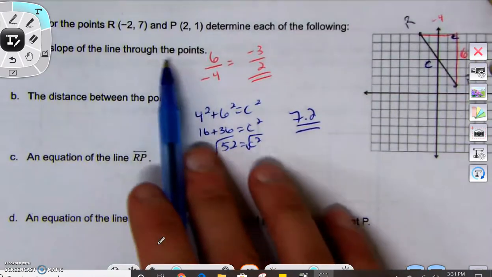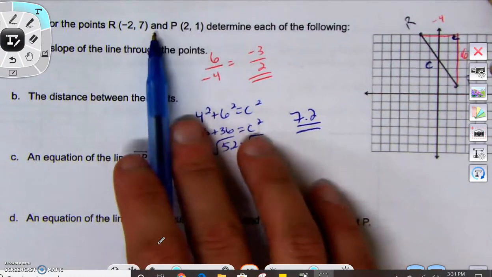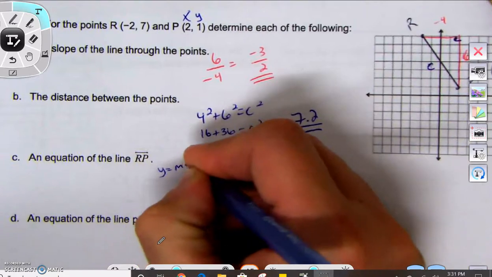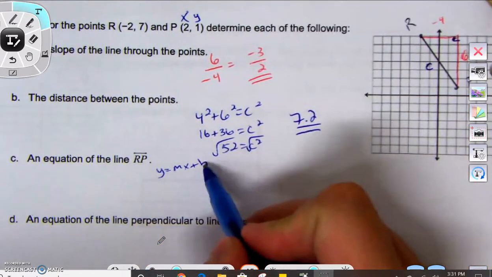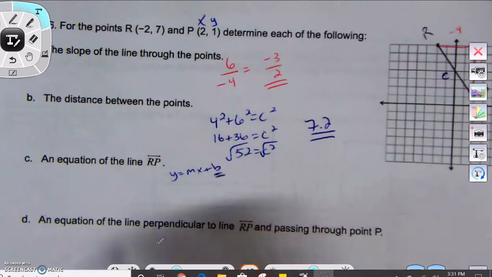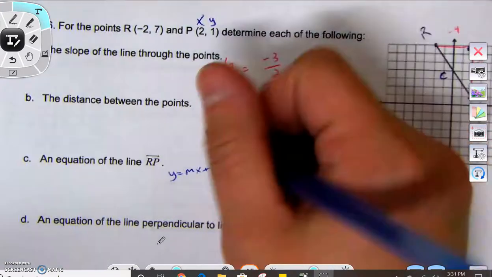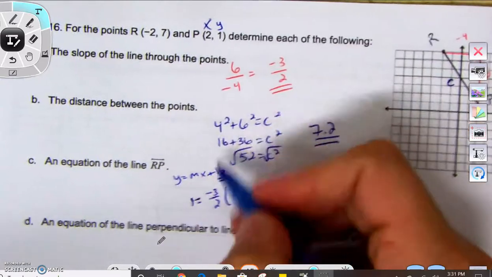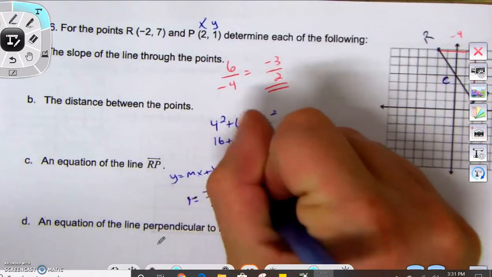So I need to pick one of these points up here to be our x and our y. I'm going to pick (2, 1). That's a little bit easier. So I'm plugging into y equals mx plus b. We need to be able to find our b value. So my y from the ordered pair is 1. My slope that I found is negative 3 over 2. My x value is going to be 2, and plus b.